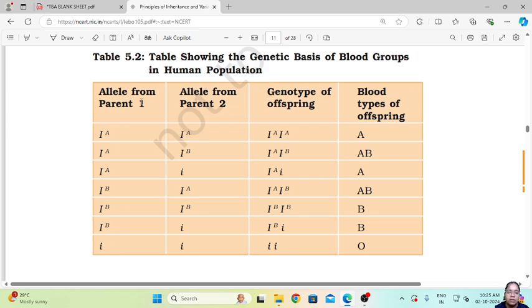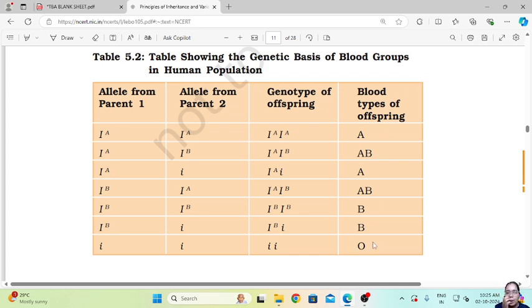If the offspring inherits small i from both the parents, the genotype of the offspring will be small i, and we know that small i is the recessive allele. So what will happen is the blood type of the child will be O blood.